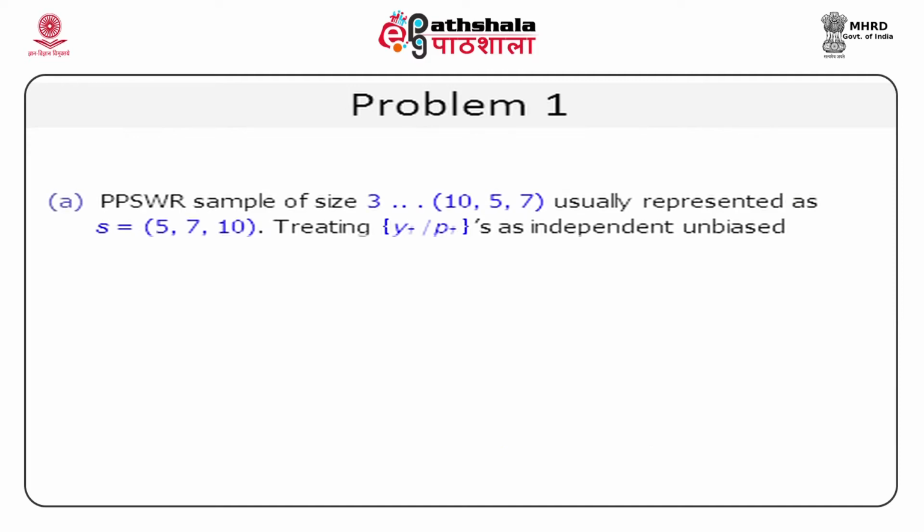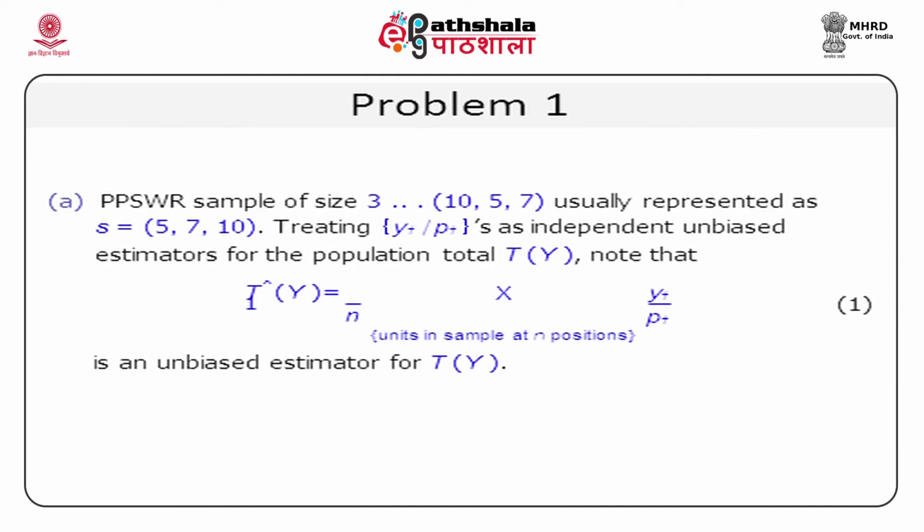So, for PPS with replacement sample of size 3, you got the first one as 10, next one 5, next one 7, you stop right there. Therefore, the sample is 10, 5, 7 in that order, but we generally represent it as 5, 7, 10 in increasing order of the labels. Now, as you know, the theory says you have to treat y_i over p_i as independent unbiased estimators of the population total. Therefore, you simply take their average.